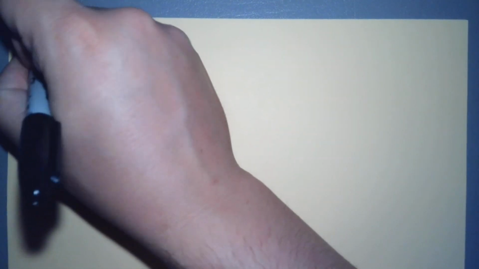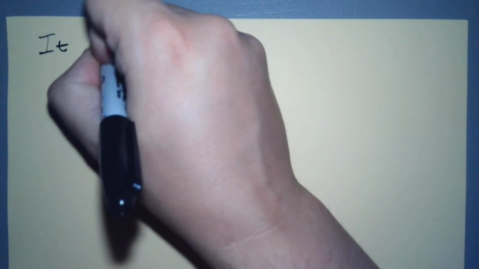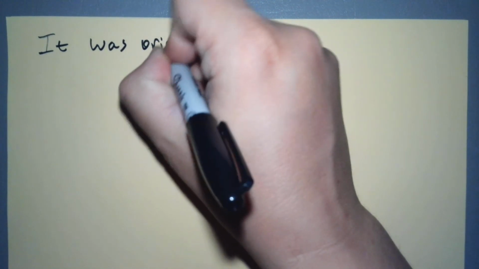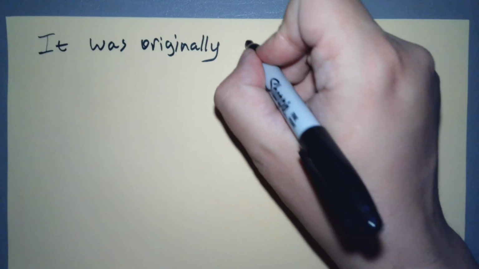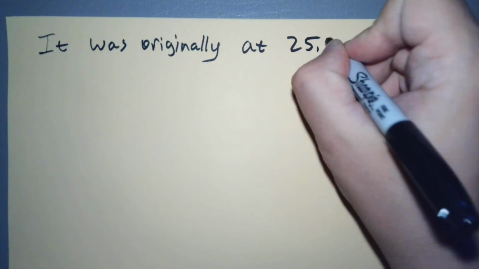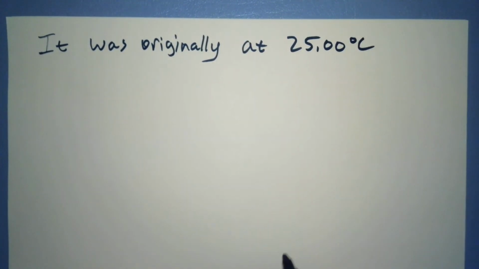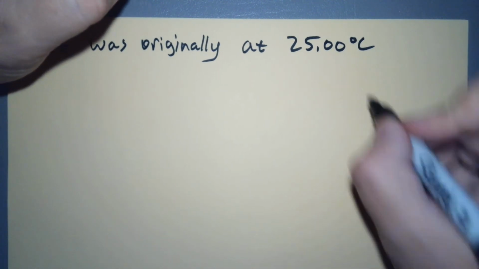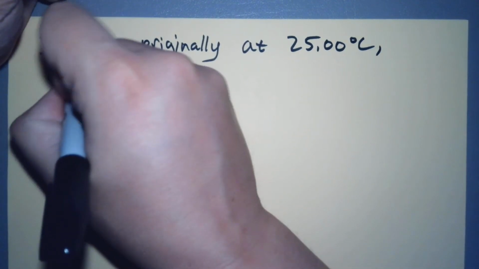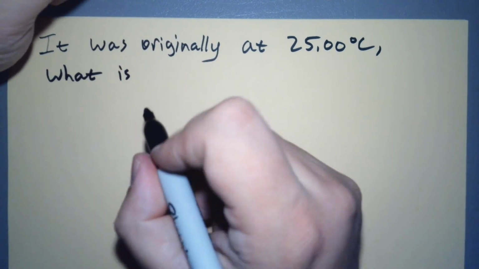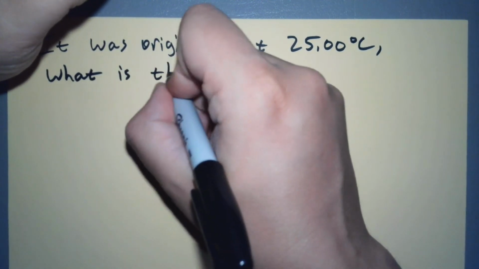But odds are it's something more like room temperature. So it was originally at, we'll say, 25.00 degrees Celsius. What are the odds of that? It's like the numbers a student would make up in lab or something. What is the final temperature?